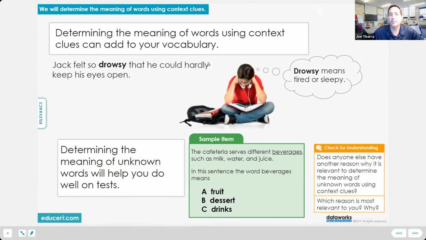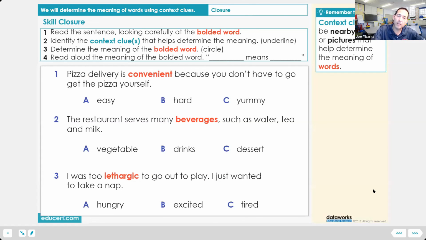Relevance, hey, this is why it's important to learn about context clues. It'll help you learn new vocabulary words. You might be tested on it. You can do well on tests. And then closure, can you do this independently? Okay, without pair sharing, on your whiteboards, write your answer, cover your answer, don't show anyone. Show me who can do this independently.